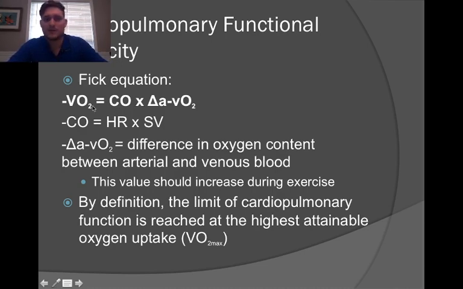And so in order to calculate VO2, we use something called the Fick equation. And that is cardiac output times what is called the AVO2 difference, that delta sign that stands for the difference. So that little a stands for the oxygen content of the arterial blood. And that little v stands for the oxygen content of the venous blood.